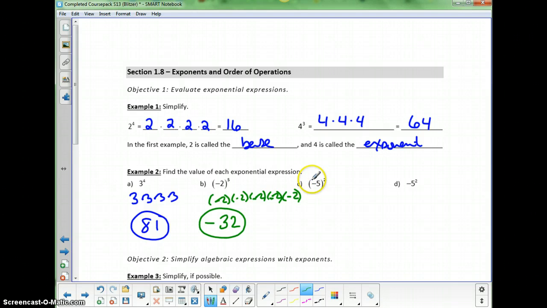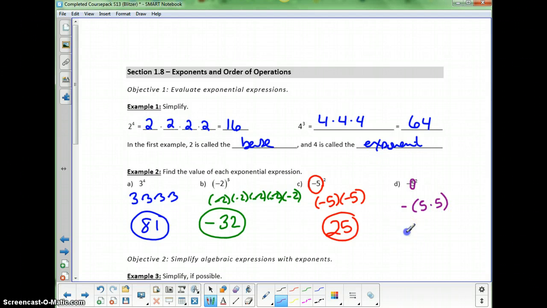This right here is the quantity negative 5 squared. Let me use a different color. It's the quantity negative 5 squared. The quantity negative 5 squared is negative 5 times negative 5. 2 negatives make a positive, so this answer is 25. Whereas in the next one, this is the negative of 5 squared. Negative of 5 times 5. 1 negative for a negative 25.